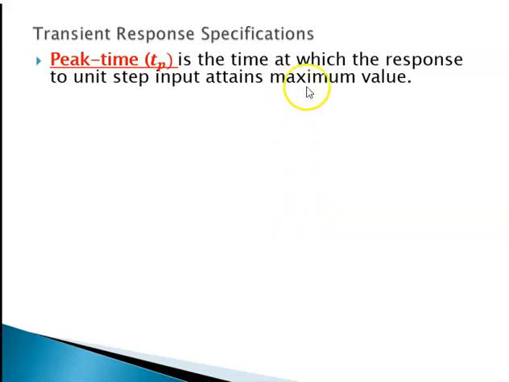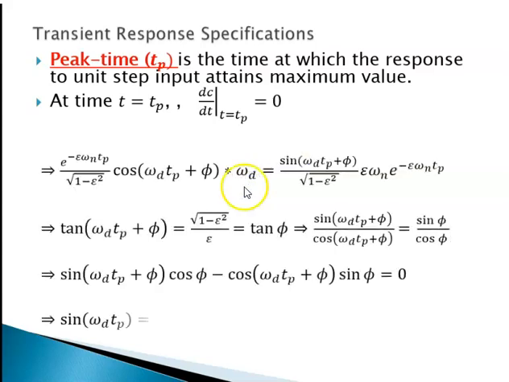Peak time is the time at which the response to unit step input attains maximum value. Maximum value occurs when the derivative is equal to 0. So at t is equal to Tp, the derivative is 0. So you differentiate the expression, equate it to 0, rearrange the terms and do a little bit of simplification.